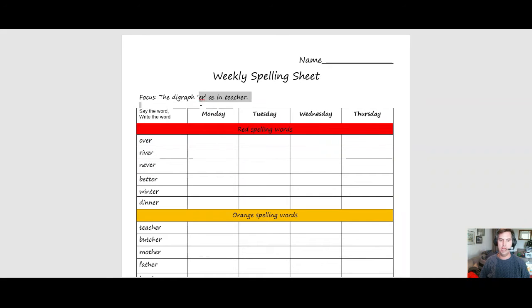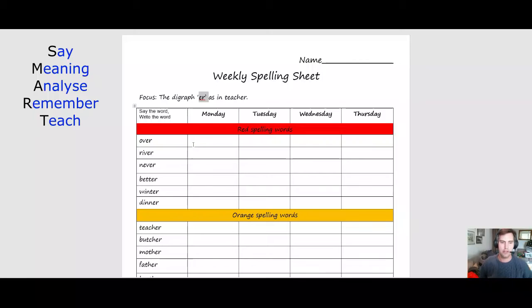For example, the ER makes one sound. We're going to be using the smart spelling process to go through the red words, and then we'll just be doing the first two letters of the smart spelling process for the orange and green. Remember, for smart spelling, S is for say, M is for meaning, A is for analyze when we listen to the sounds, R is for remember, which tricky bit do we need to remember, and T is for teach, which is how we spell it when we speak it.